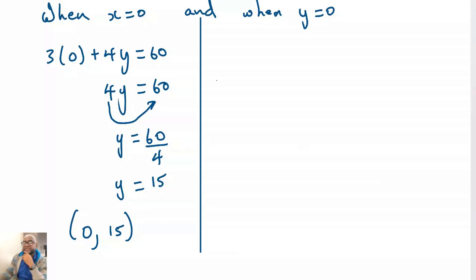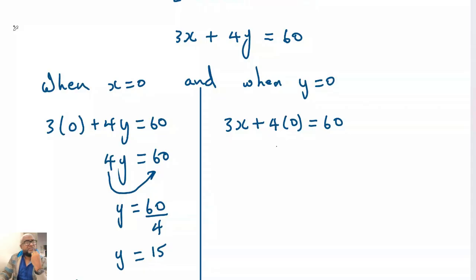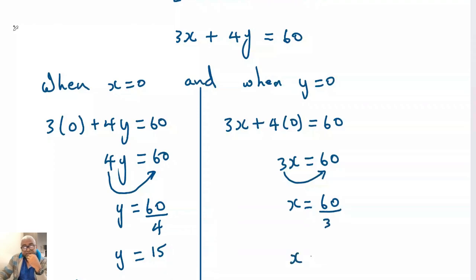Next situation, y is 0. This is the equation above here. So it'll be 3x plus 4 by 0 is equal to 60. 4 by 0 is 0. 3x plus 0 is 3x. 3x is equal to 60. What do I do with this 3 when I carry it here? X is equal to 60 divided by 3. X is equal to 20.